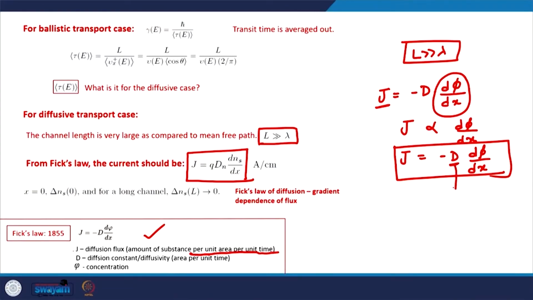The unit of D is area per unit time, and phi is essentially the concentration of the substance.